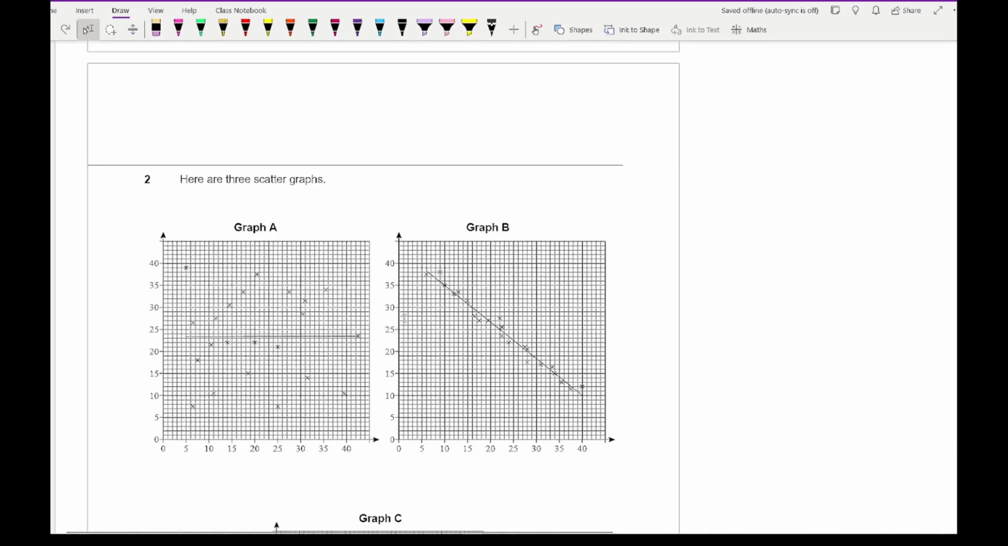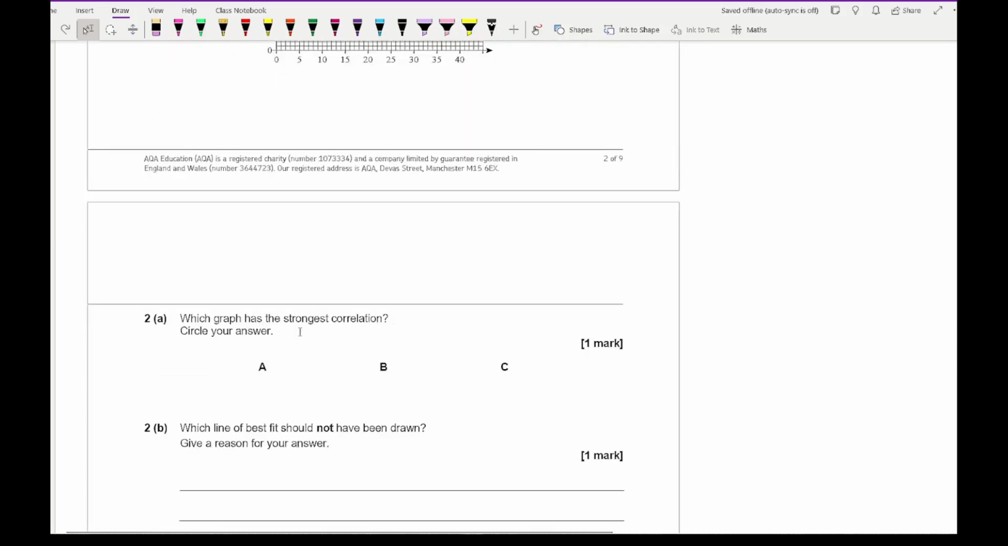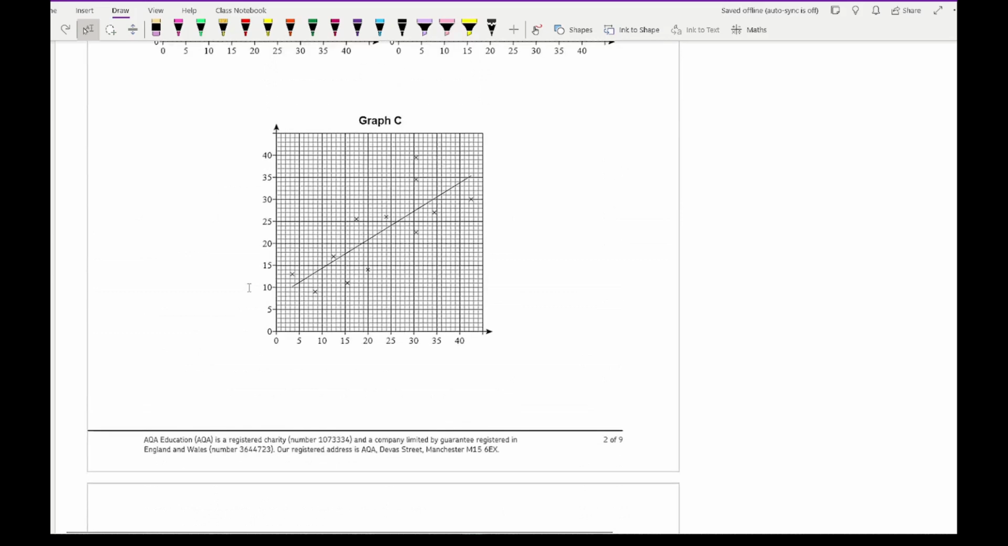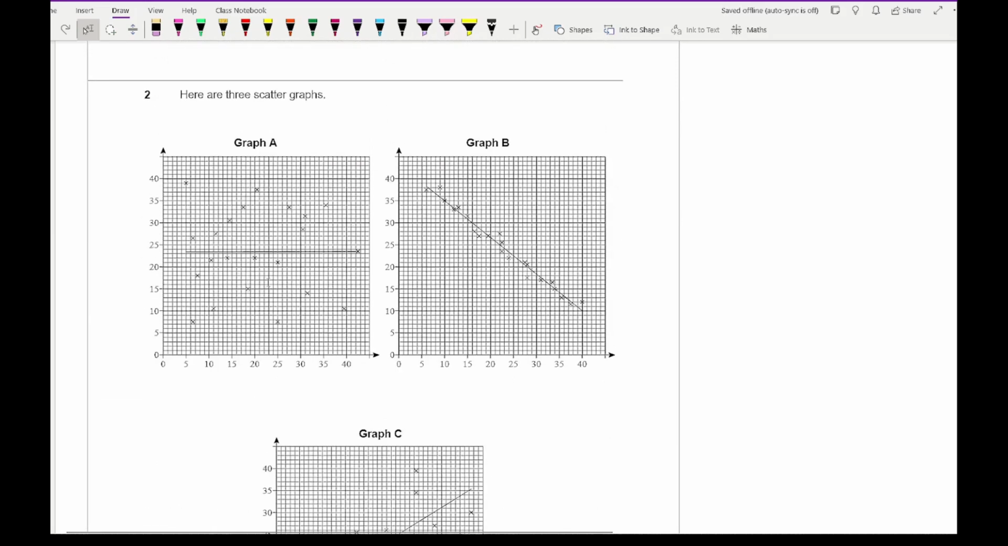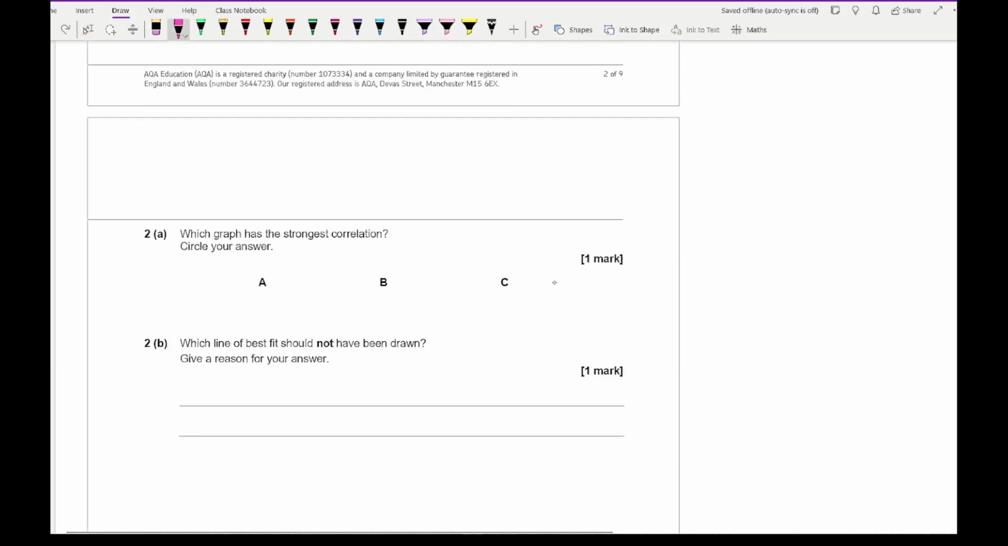Moving on to question 2, it says here are 3 scatter graphs, and what do we need to do? We need to match up which scatter diagram with the correct response. So this one says which graph has the strongest correlation will be the one where all the points are closest to the line, and that's going to be graph B. It then says which line of best fit should not have been drawn. Well, that's going to be graph A, as it has no correlation.